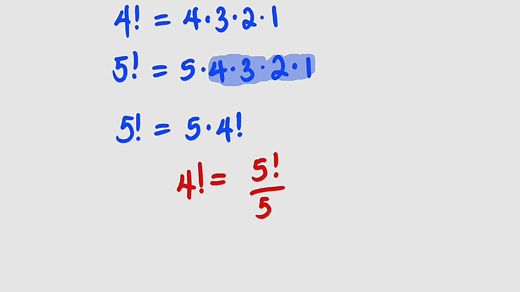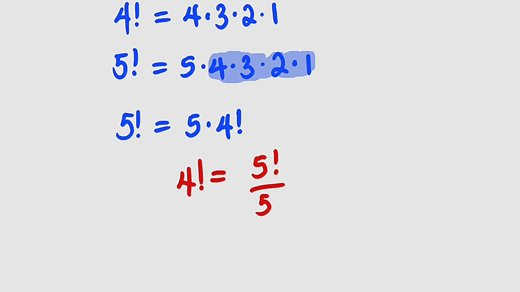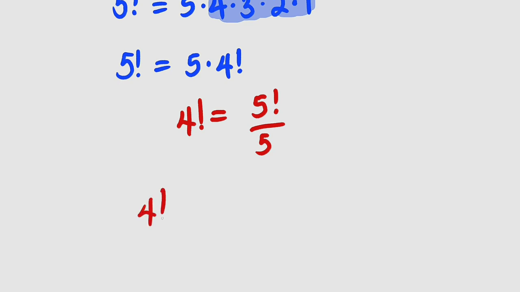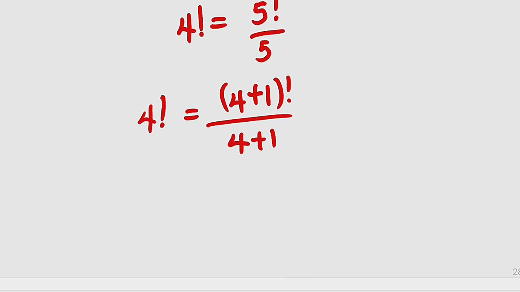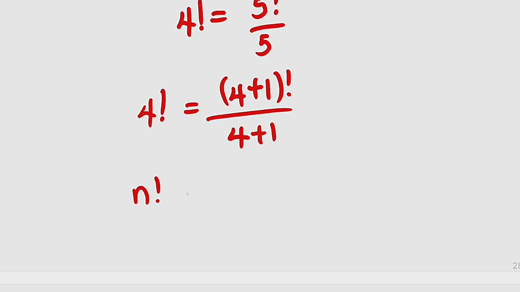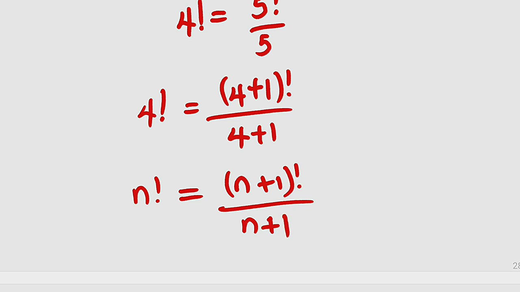And we know that 5 can be written as what? 4 plus 1. So we have 4 factorial to be equal to (4 plus 1) factorial divided by another 5, which is 4 plus 1. So in general, n factorial is equal to what? (n plus 1) factorial divided by n plus 1, right?